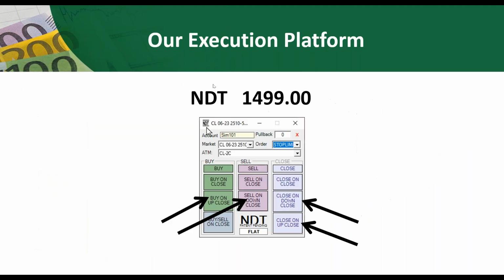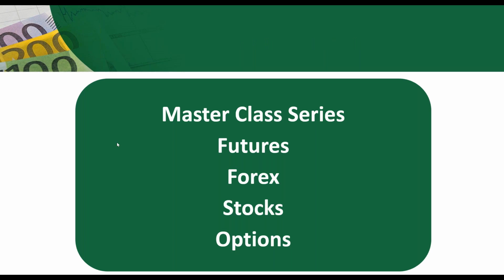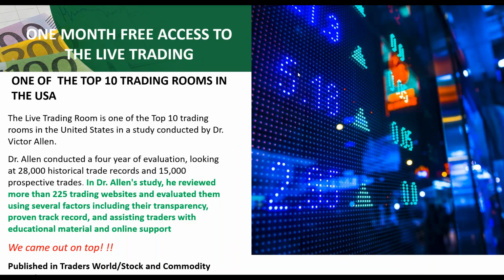It's a $9.99 value. You'll get the NDT. Now, this is what we use to place our orders. This is what we use to manage our trades. This is where our ATM goes. We buy on up close, sell on down close. This is a $14.99 value. It's a strategy. You'll get that as part of it. You'll get the Masterclass series on forex, futures, stocks and options. Now, I've watched these. These are really good. You'll get 1 month in my trade room.